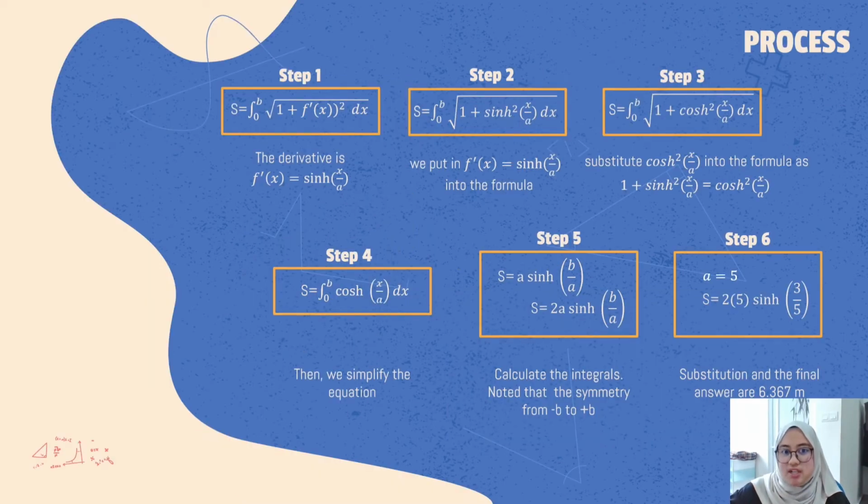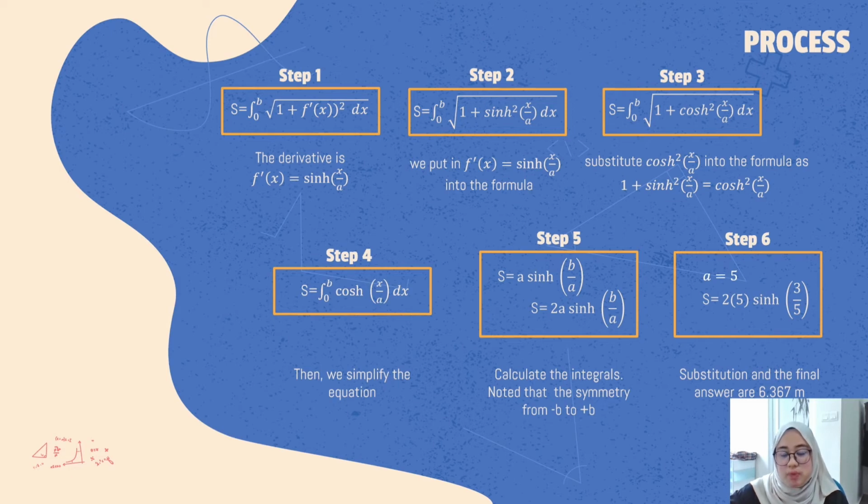So here comes the calculation. For the first step, we are going to use the formula of arc length: s equals the integral from negative b to b of the square root of 1 plus f prime of x squared dx. We then substitute sinh(x/a) into the formula, as the derivative f prime of x is sinh(x/a). So we can see in step 2 the formula is changing as we substitute sinh(x over a) into the formula.